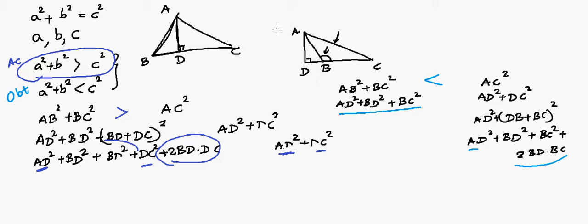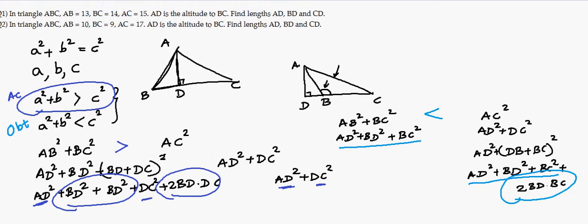Now this is a very useful piece of information. Let me show you a couple of questions where it can be used. So here we have 2 questions. In fact, these are questions taken from a very old text called Leelavati, written by an ancient Indian mathematician, Bhaskaracharya, in 1150 CE. So the question is like this: we have a triangle and the side lengths are given as 13, 14 and 15. AD is the altitude to BC. We need to find the lengths of AD, BD and CD.